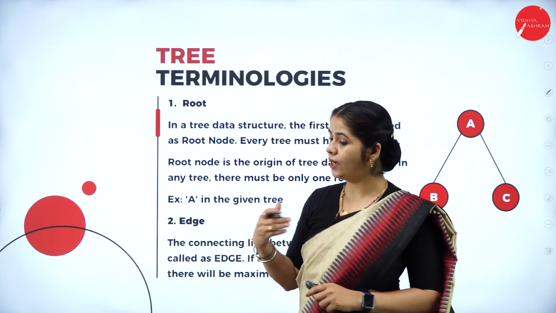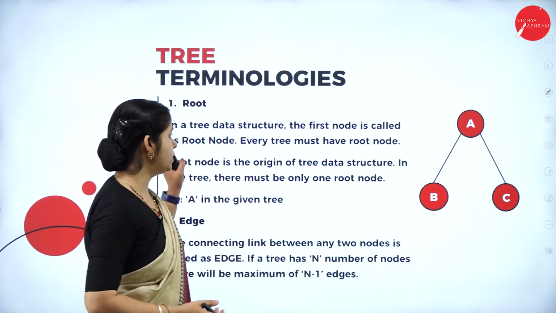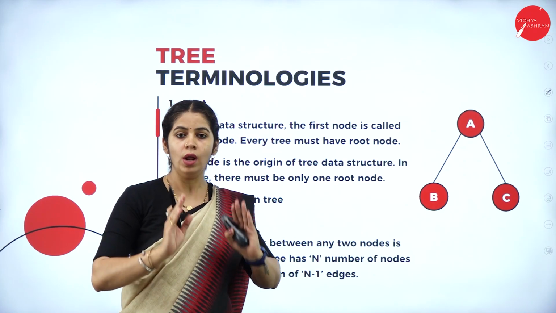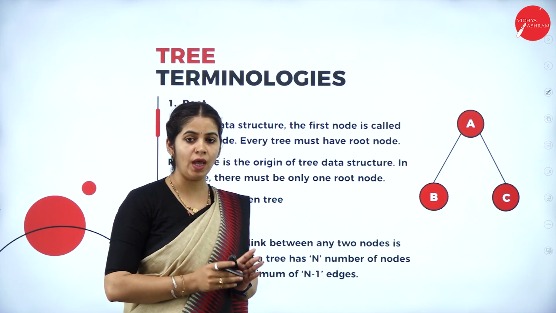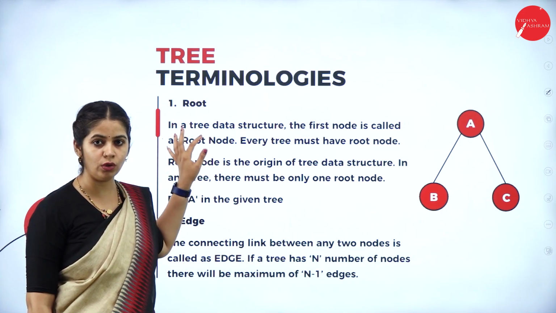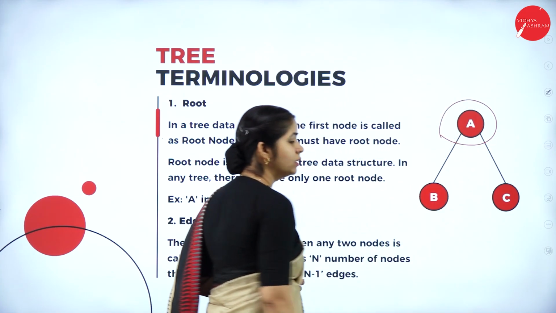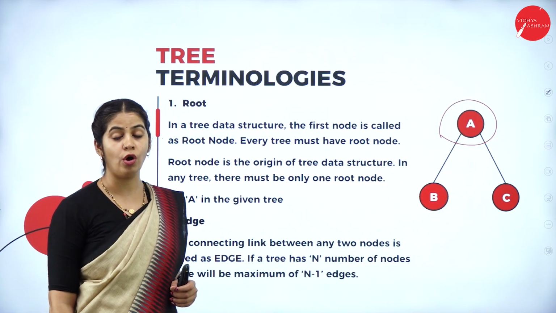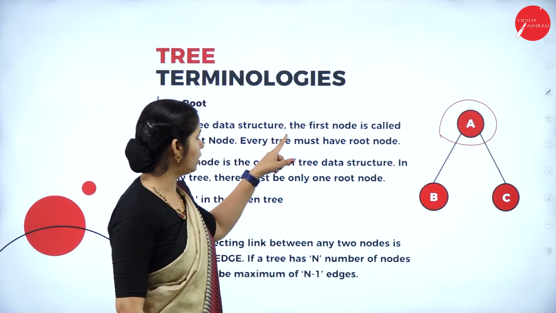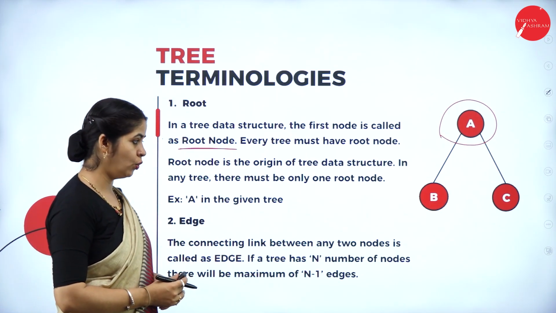Let's move on to the different terminologies we have when we are dealing with trees. First and foremost, a tree should have a root, right? Without a root, no tree will stand. That's why the first terminology is root. With respect to the data structure, what is a root? The first element of the tree is called the root, or the first node of the tree is called the root node.